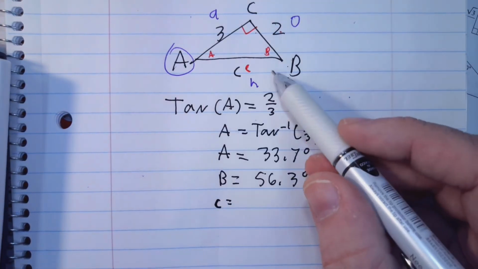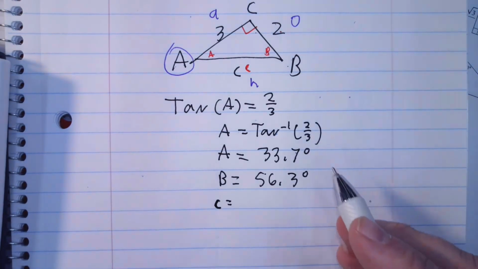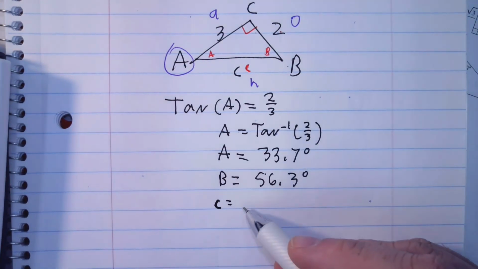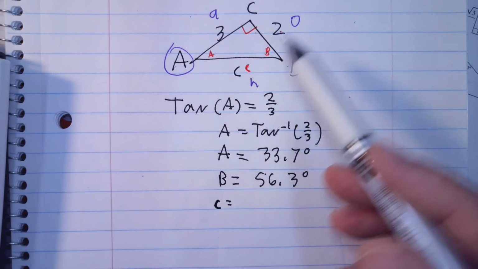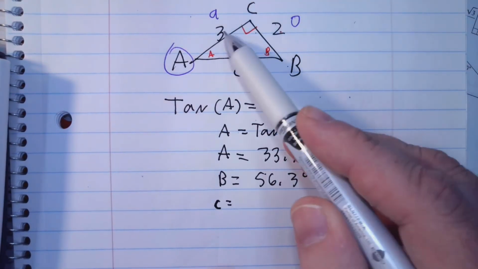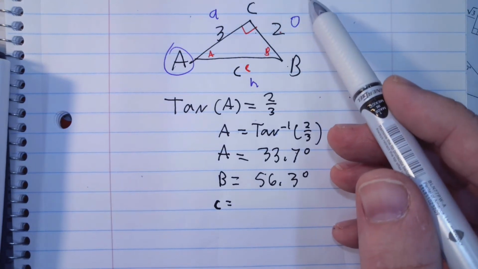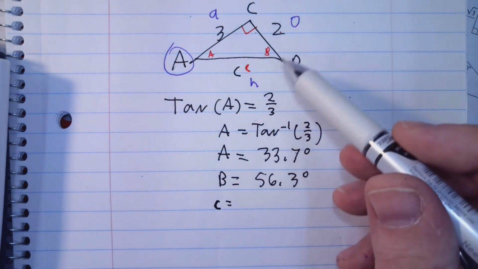Could we use the Pythagorean theorem? We could. I don't want to, because I would rather just do trig, but some people could use the Pythagorean theorem, where you do c squared equals 3 squared plus 2 squared. That'll work. Okay, but I'm going to go ahead and just do the trig part.